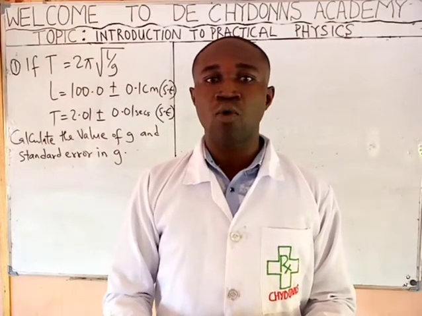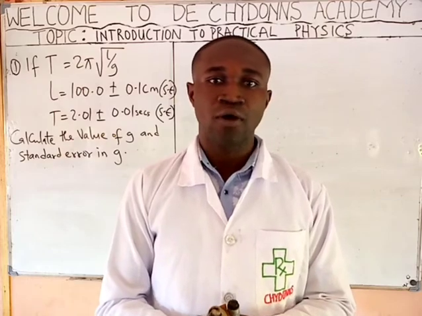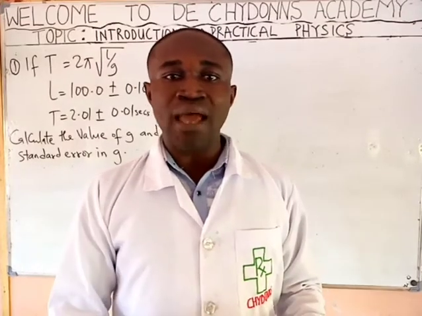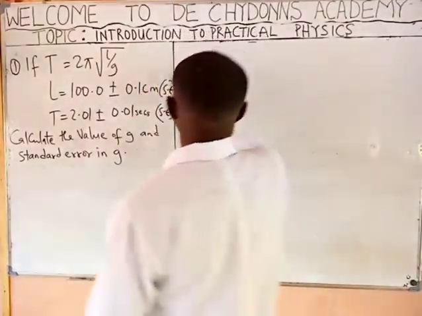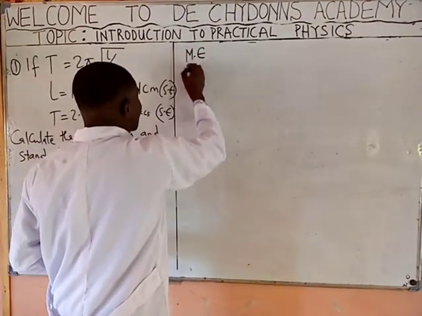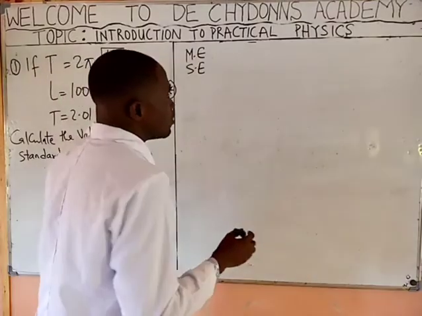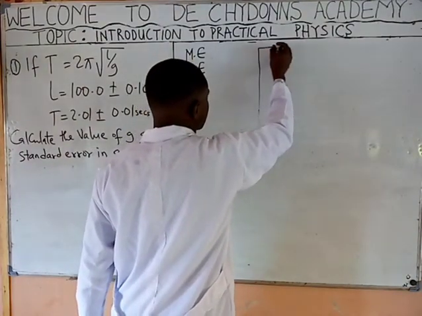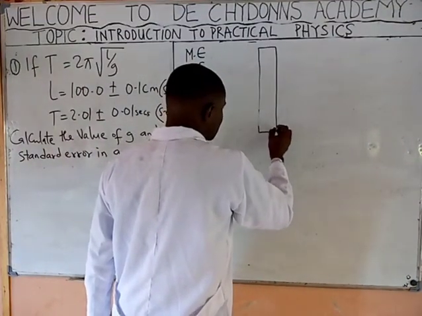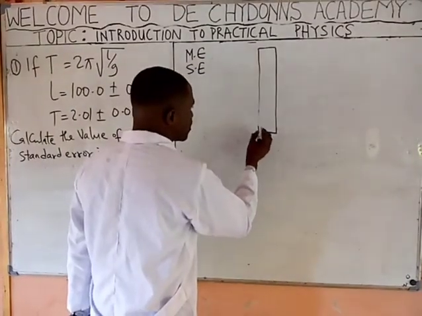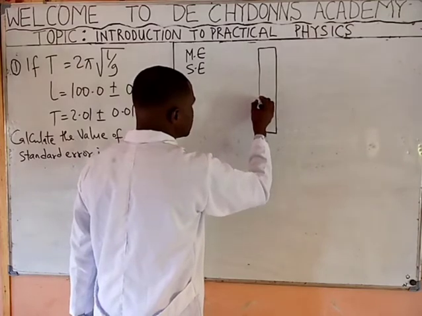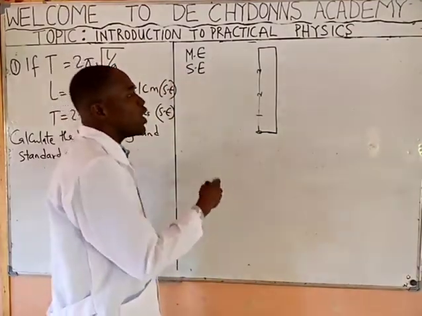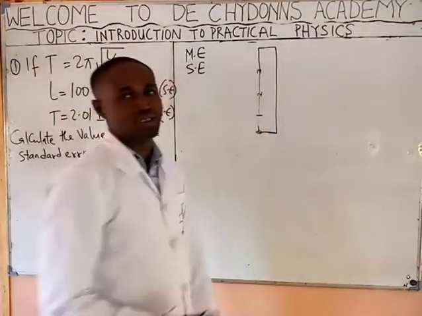Today we want to continue with our introduction to practical physics. I'm Nwachukwu Daniel. There are some terms you'll be hearing in practical physics, such as maximum error and standard error. When you have a uniform instrument, such as a ruler, for instance, and they say this is your centimeter rule, where here is 0, here is 1, here is 2, here is 3, and so on, and they ask what is the maximum error in this instrument?